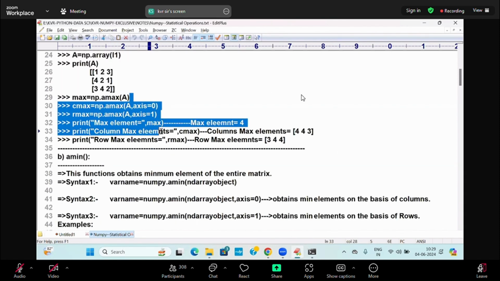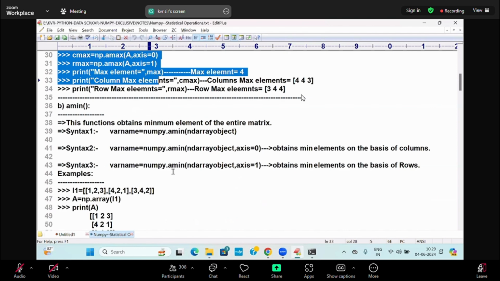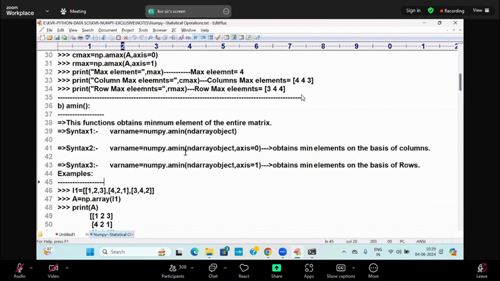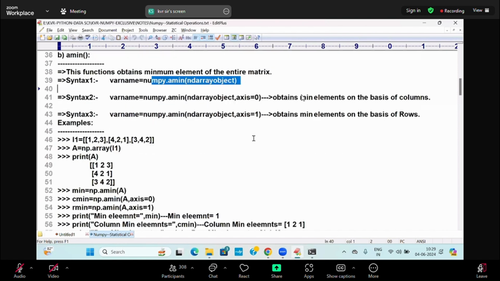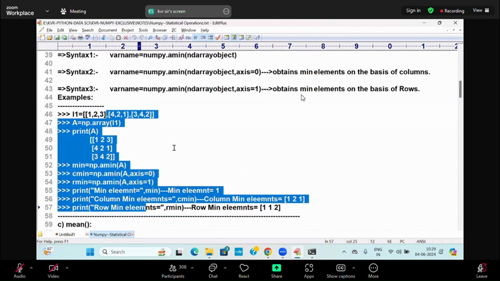You try to go through it and you have seen the example. Min also, are you seeing that? Min also, axis wise I said. Overall matrix I said. Example also given.